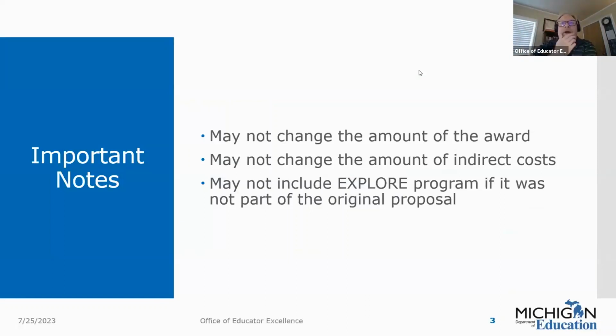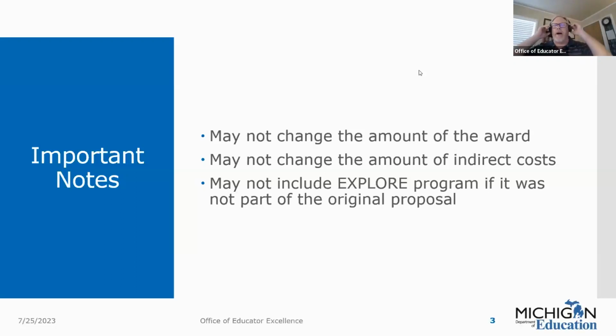So a couple of notes. I just want to reiterate what you had already mentioned, Wendy: when you're using this tool, you can't change the amount of the award. Obviously, it wouldn't allow you to do that. You're not going to be able to change the amount of indirect costs. And we did already have a question, which is why Wendy mentioned it. We had a question about whether we can add the Explore program ex post facto, and you can't, not if it was not part of the original proposal.